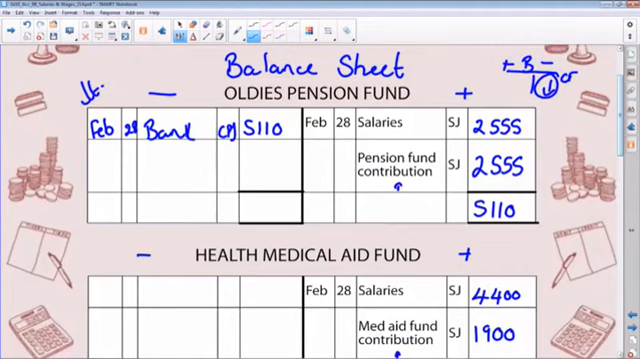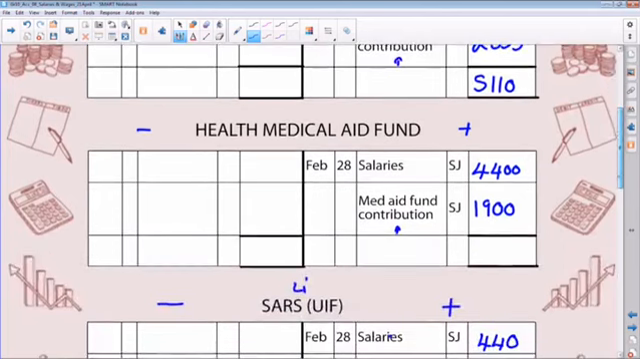Now, let's quickly do one more. Let's look at your health medical aid. Again, you add it up, you will get 6,300.